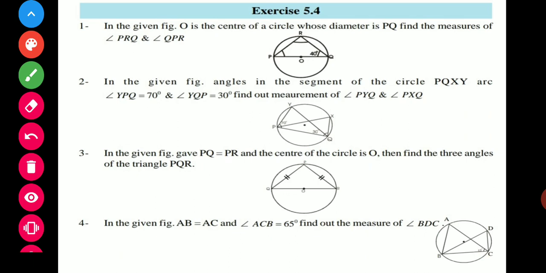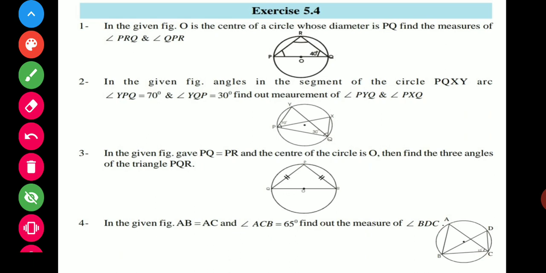Now come to the exercise 5.4. What happened in this exercise? In the given figure, O is the center of the circle whose diameter is PQ. Find the measure of angle PRQ. Where is PRQ? Upper part. And QPR.